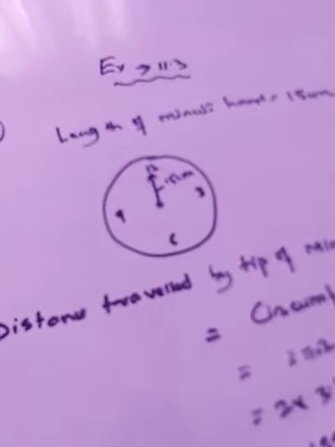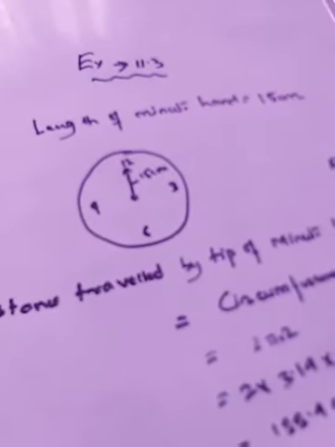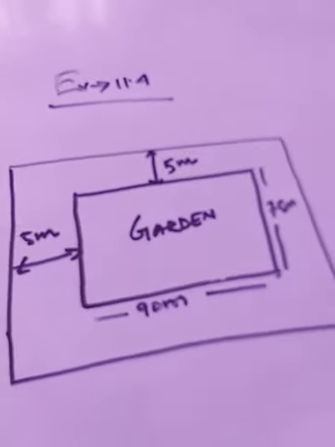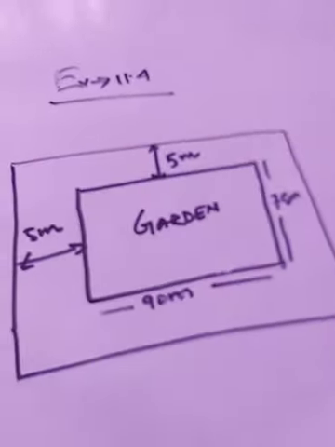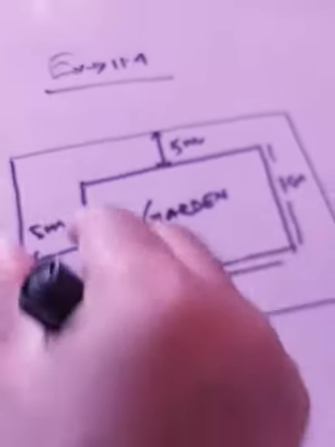Now let's move on to question number 1 of exercise 11.4. Today we will start a new exercise, that is 11.4. Now this is question number 1 of exercise 11.4. You will find this figure is given. Now this is the garden, okay, and this is the path all around the garden.